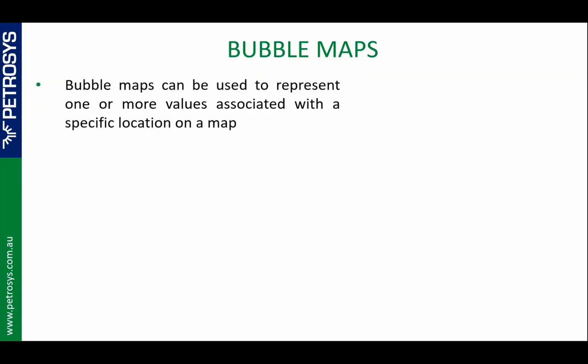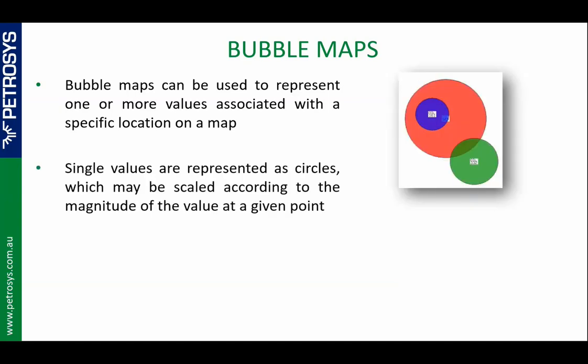So bubble maps. Bubble maps can be used to represent one or more values associated with a specific location on a map. So that's the key thing that we need to remember. Bubble maps are based on point data, whether it's a well, a point, or any specific data set. So it needs to have an XY location and needs to be based on a point. So if you have point data, you can create bubble maps with that point data.